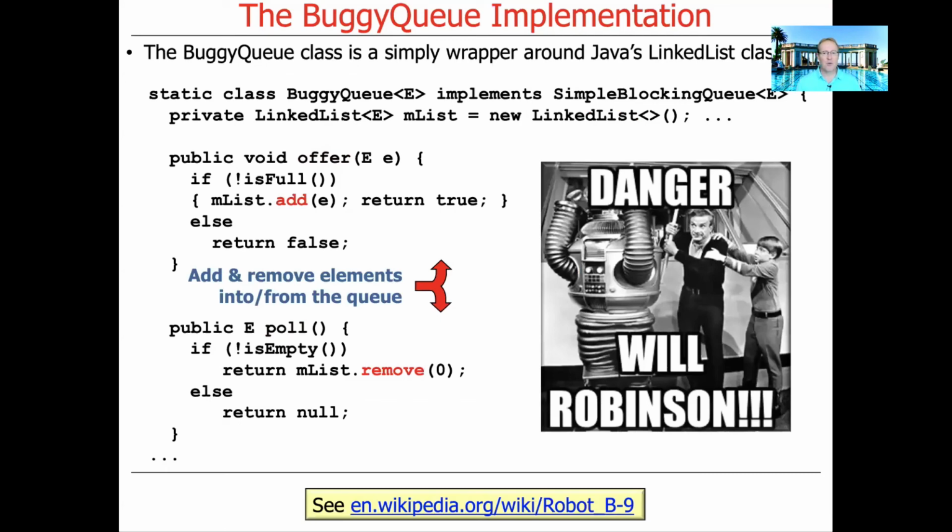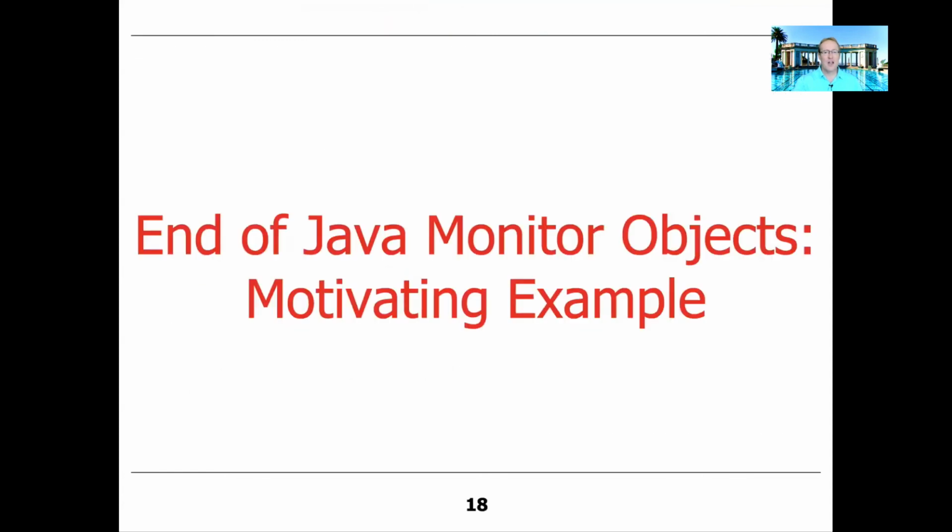Therefore, when you have multiple threads trying to offer and poll from a BuggyQueue object, you're going to have all kinds of problems, because adding and removing elements from a queue that isn't synchronized from multiple threads is guaranteed to have problems. You're going to be modifying shared, mutable state. So clearly this is a bad thing to do. You do not want to do this. We'll show you shortly ways to fix this problem by using various mechanisms provided by Java's built-in monitor objects.